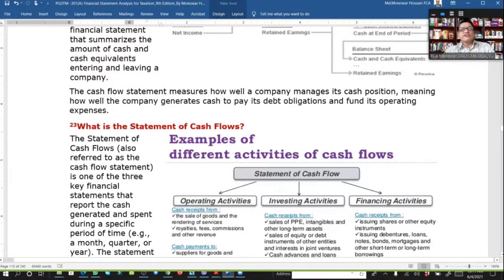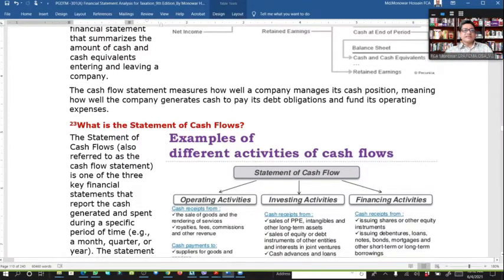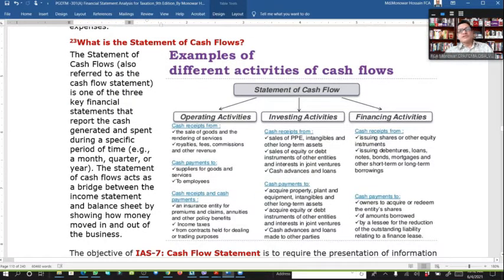So the cash flow statement measures how well a company manages its cash position, meaning how well the company generates cash to pay its debt obligations and fund its operating expenses. If we see the examples of different activities of cash inflow, it's taken from International Accounting Standard 7, IAS 7. So IAS 7 is totally for the cash flow statement. Here we know there are three activities: one is operating activities, another is investing activities, another is financing activities.